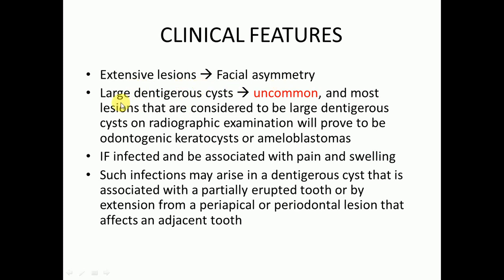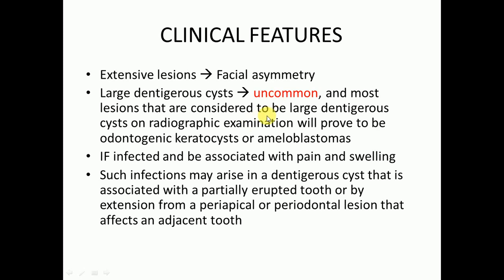Large dentigerous cysts are uncommon, and most lesions that are considered to be a large dentigerous cyst on the radiographic examination will prove to be odontogenic keratocyst or ameloblastoma. So whenever you suspect a large dentigerous cyst on the basis of the radiograph, then you might be wrong. That might be odontogenic keratocyst or ameloblastoma. That is because large dentigerous cysts are uncommon.